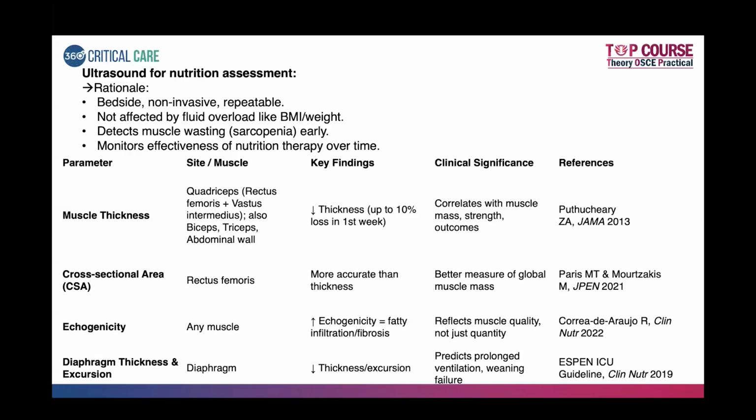Then you can assess the diaphragm thickness and excursion, which most of you would know about. So the site is the diaphragm. If there is a decrease in thickness or excursion or thickness fraction, then it predicts prolonged ventilation and weaning failure. So these are the 4 things that you can assess using ultrasound in relation to nutrition assessment.